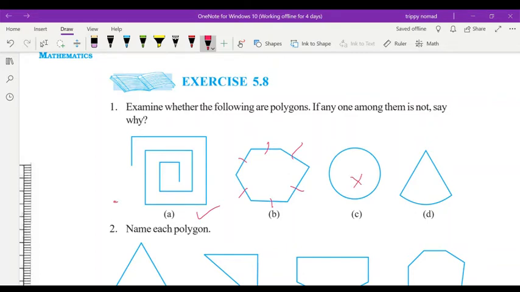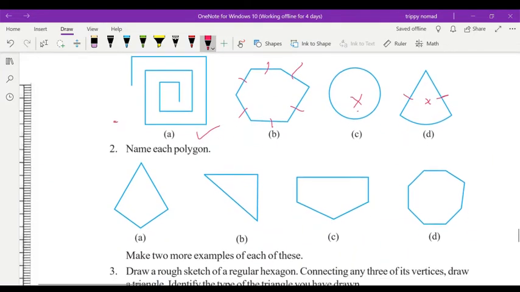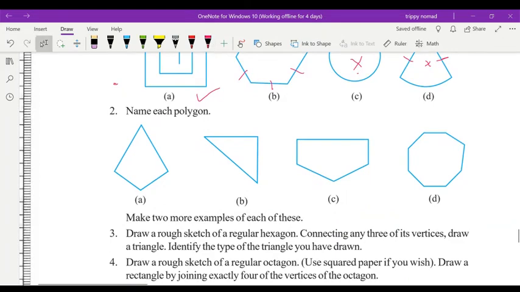This is closed but not a polygon because it is not made up of line segments. This is also not a polygon because there are two sides, but this one is an arc. So this is also not a polygon, because line segments should be there to make a polygon.